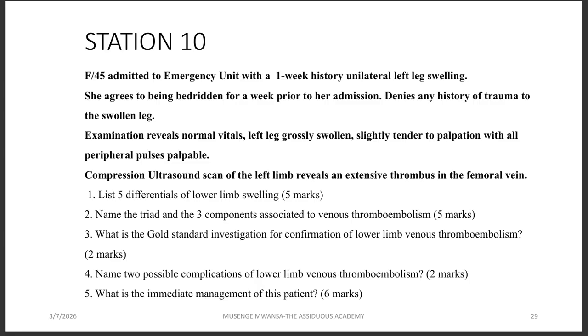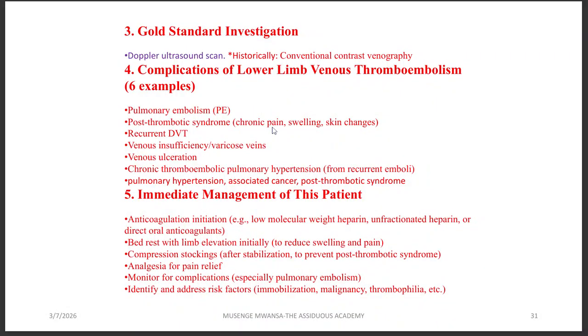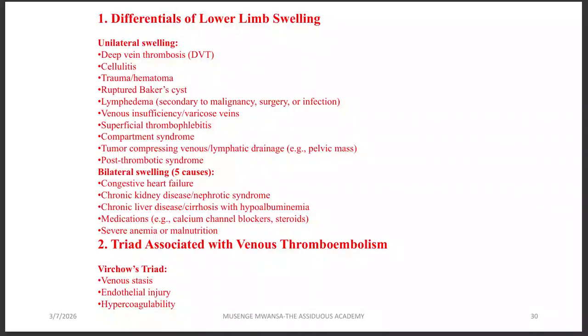Then, name the gold standard investigation for confirming lower limb venous thromboembolism. A Doppler ultrasound. Okay, yeah, Doppler, you need to know that one. In the past, they used what is known as contrast venography. Historically, you might find it, maybe they might mark it. But Doppler ultrasound, make sure you know that.